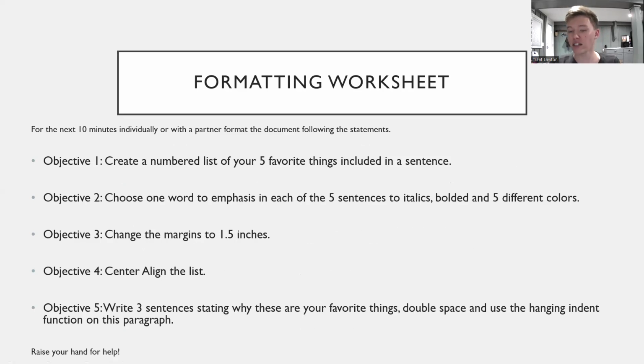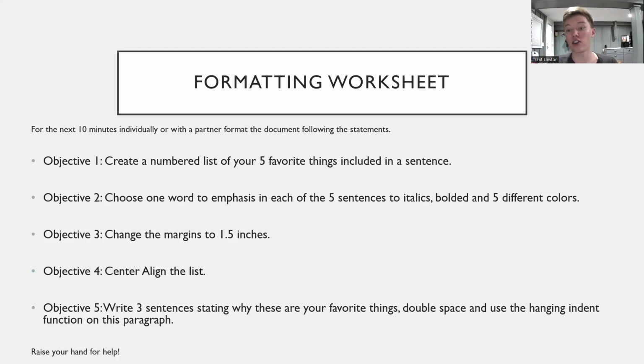So you might italicize that word, you might bold it, and then I want you guys to change your favorite thing. I want you to change that word into a different color. And then your objective 3 is to change the margins to 1.5 inches. So you can do that through the paragraph function with right clicking, or you can do it with the tile that you move left and right.